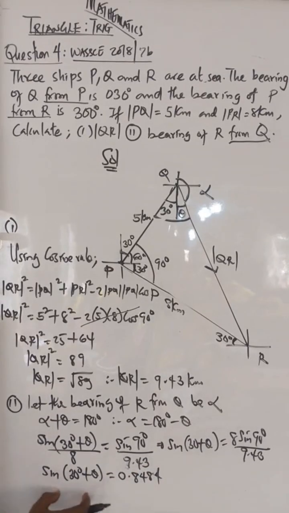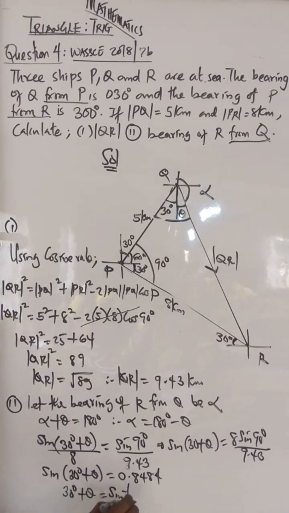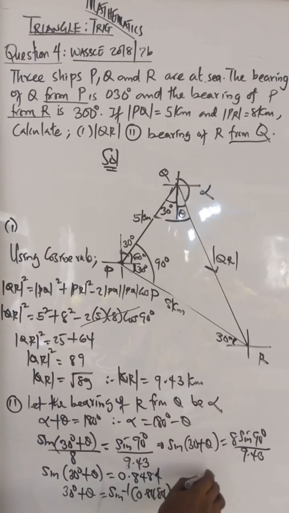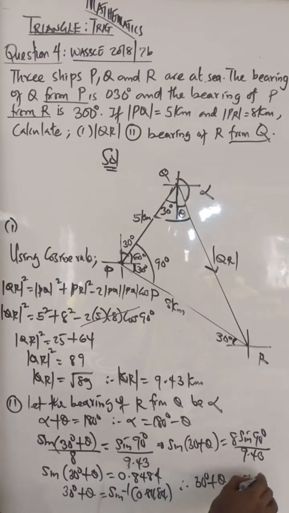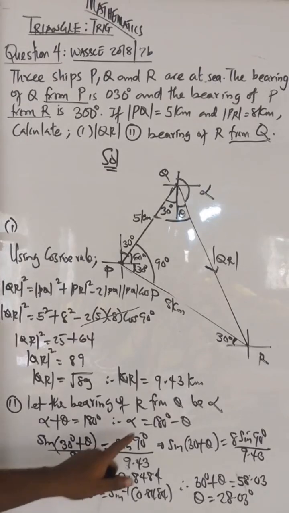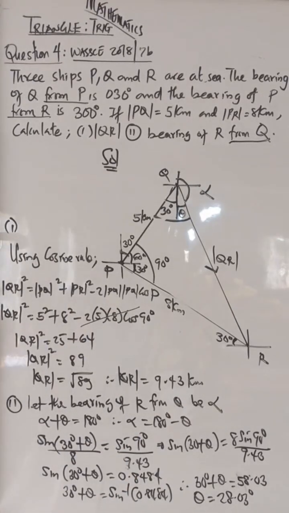So you have to take this sine away. So take sine inverse of both sides. So it means 30 plus theta equals sine inverse of 0.8484. From here it means 30 plus theta equals 58.03. So from here what's theta straight? 58 minus 30. 28.03. Now that we know our theta, let's come back here to get our alpha. Alpha is 180 minus theta. What is theta now? 28.03. So therefore our alpha becomes 151.97.